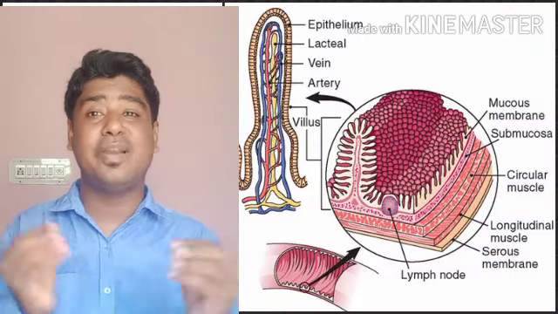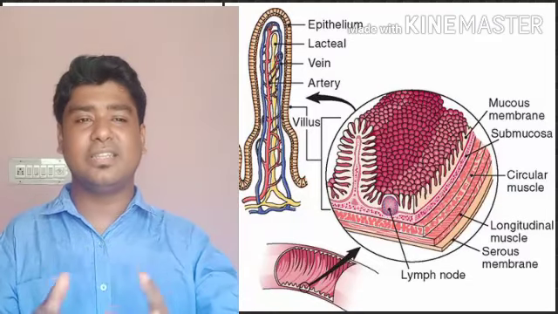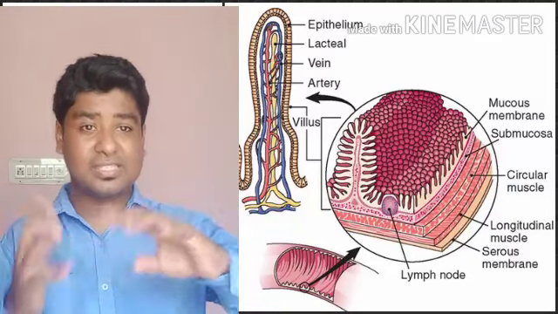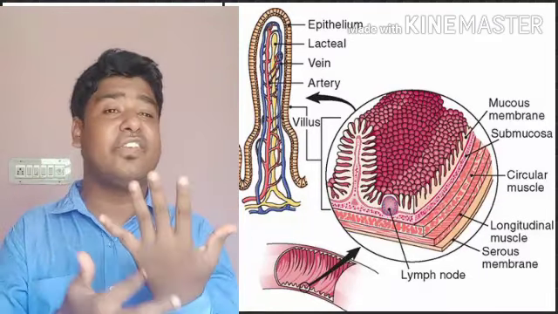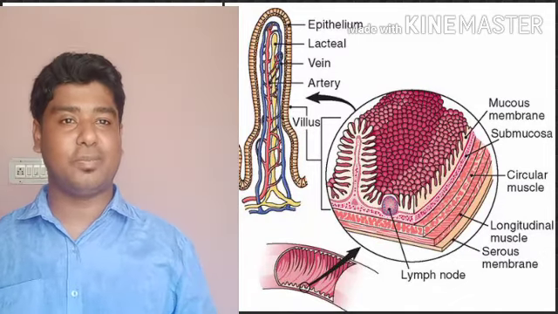Okay, so these final products will be absorbed through the villi. How does it absorb? Villi has a lot of blood vessels, a lot of blood capillaries are present in the villi. It is also a finger-like projection. Why are they finger-like projections? That is to increase the surface area of absorption.